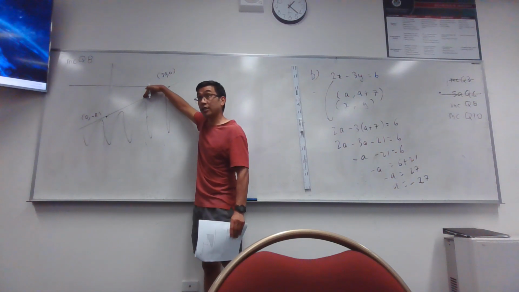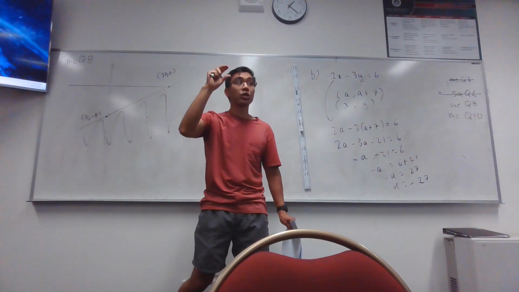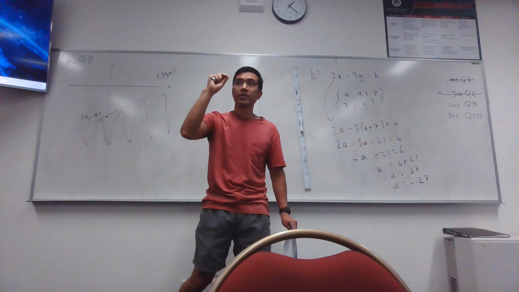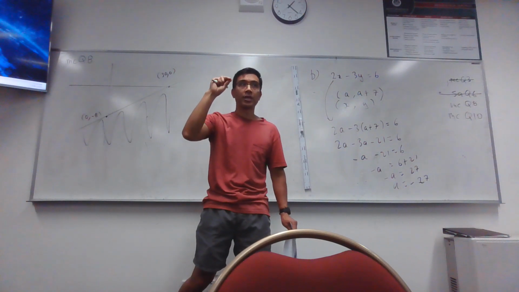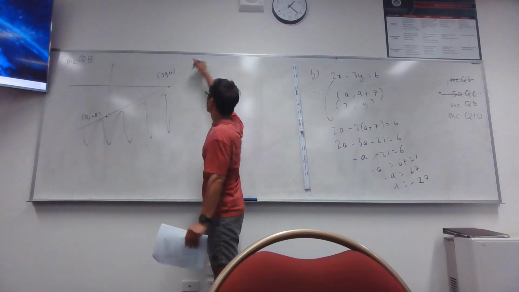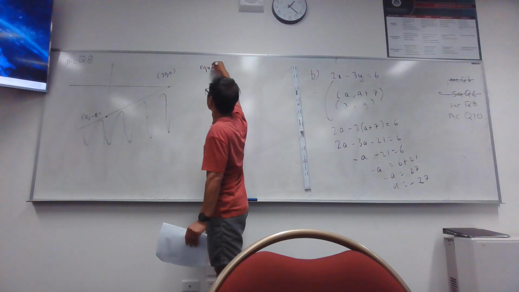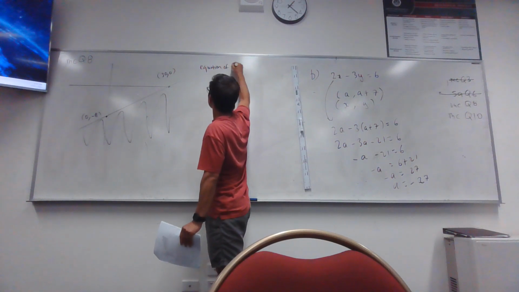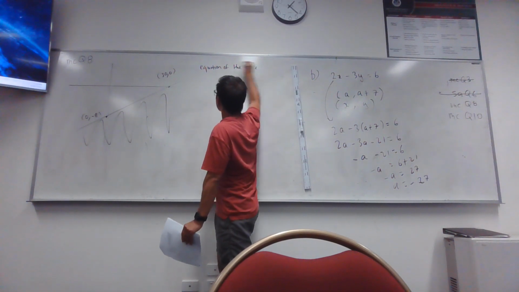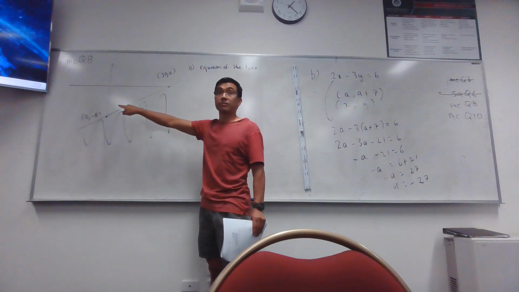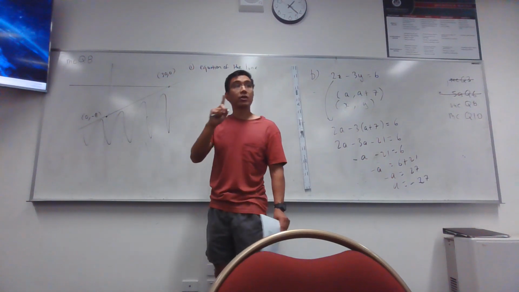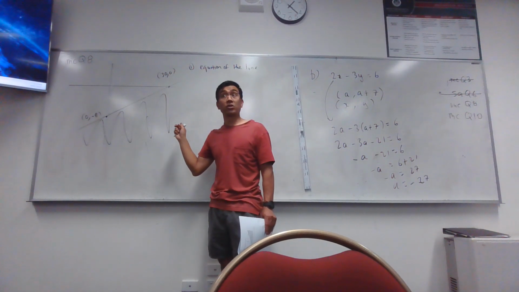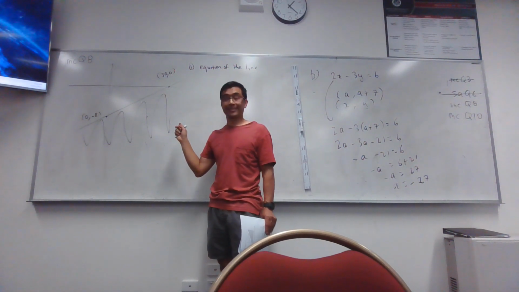It is an inequality, but be more specific. What are we trying to find out? We're actually trying to find out the equation of the line. That's the first step. Is it possible to find out the equation of the line? Do we have enough information? Yes. Why? Because we have the x and y intercepts.